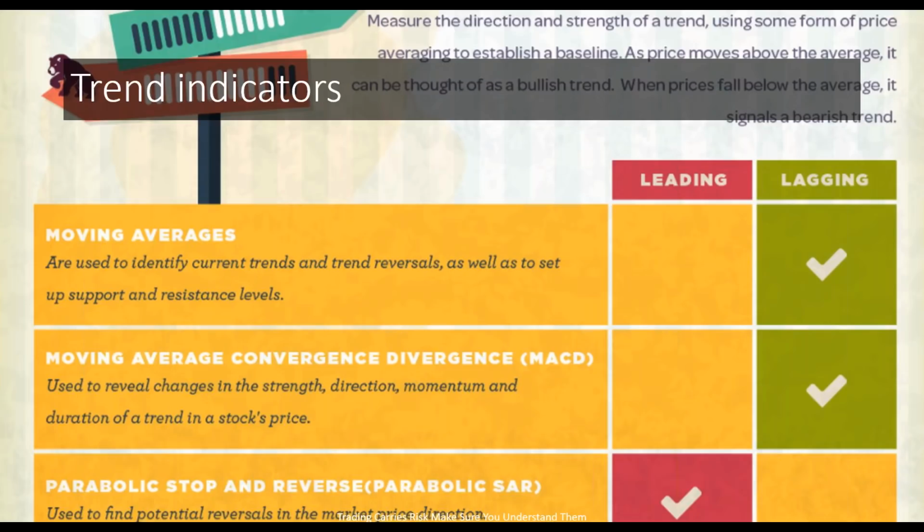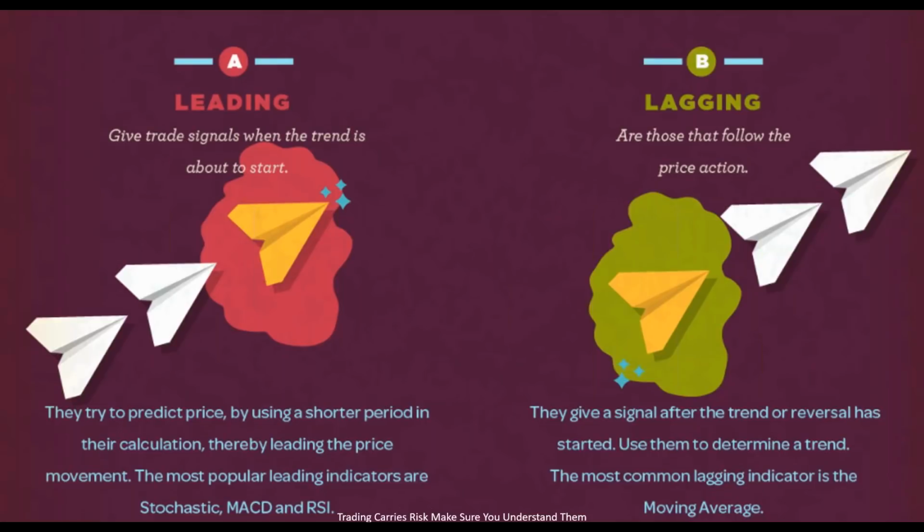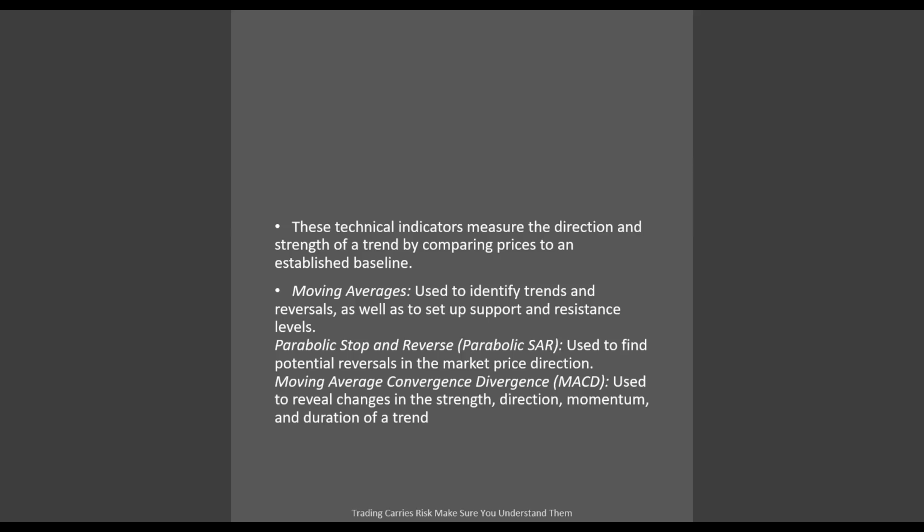Okay. So the first group we have are trend indicators. And these include moving averages, moving average convergence divergence known as MACD, and parabolic stop and reverse. Parabolic stops and reversals are leading, where moving averages and MACD are lagging indicators. Remember, leading indicators give signals that a trend is about to start, and lagging are those that are following the price action.